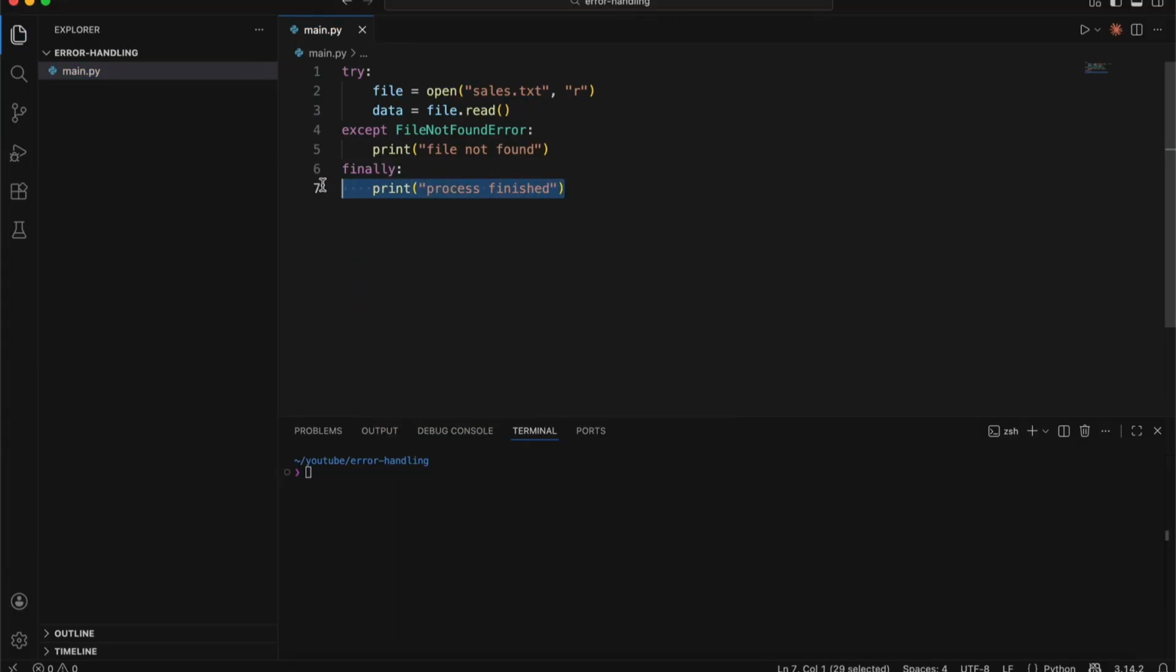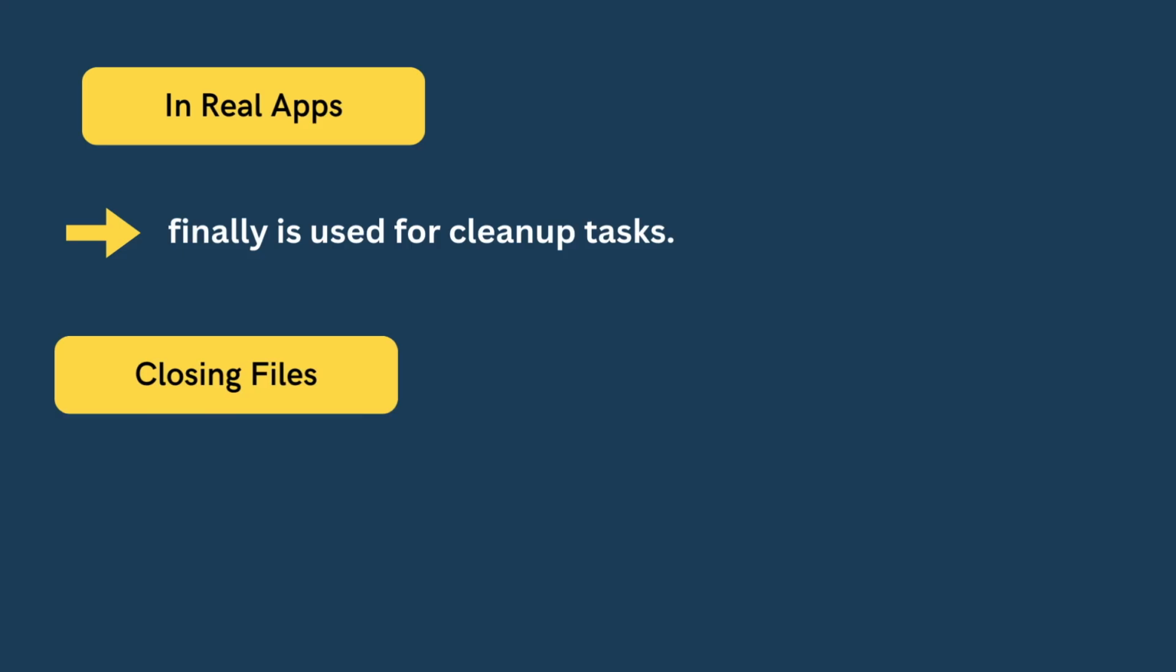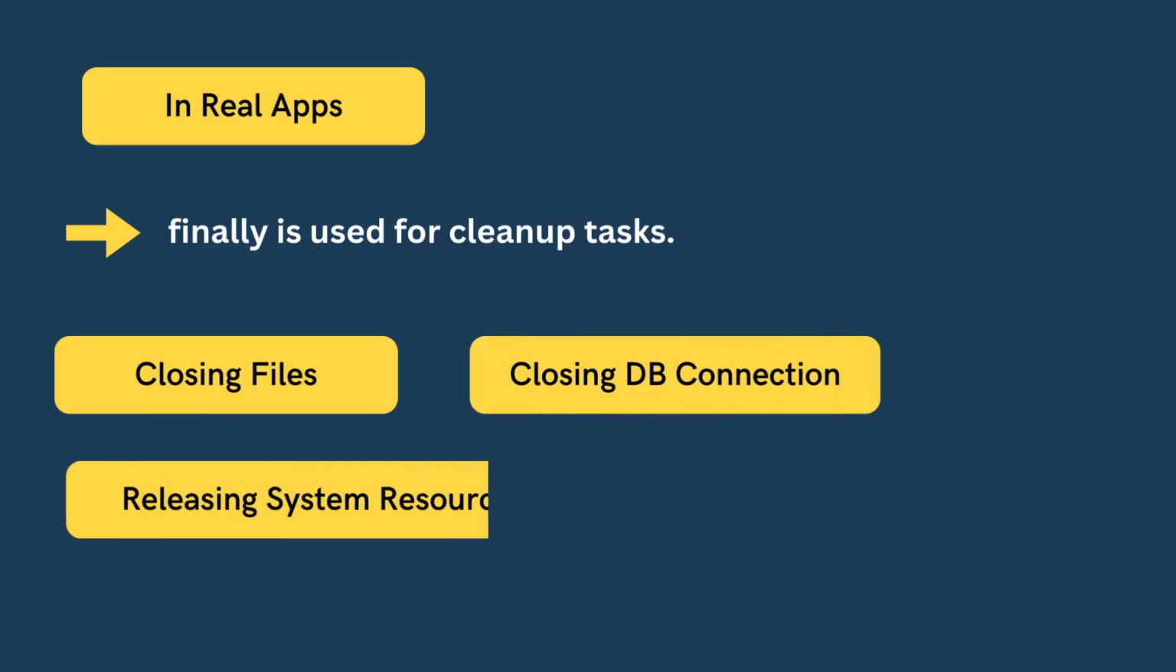Now why is this important? In real applications, finally is used for cleanup tasks. For example, closing files, closing database connections, and releasing system resources. It guarantees that important cleanup code runs, even if something fails. This is how you prevent resource leaks and unstable systems. That's the real purpose of finally.